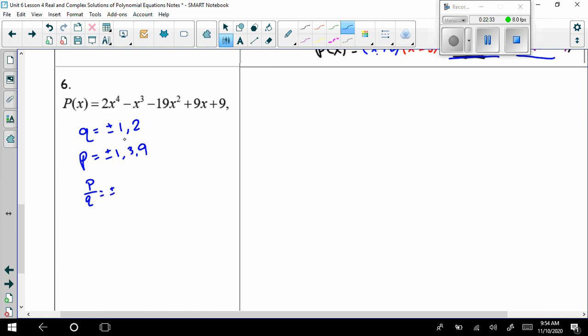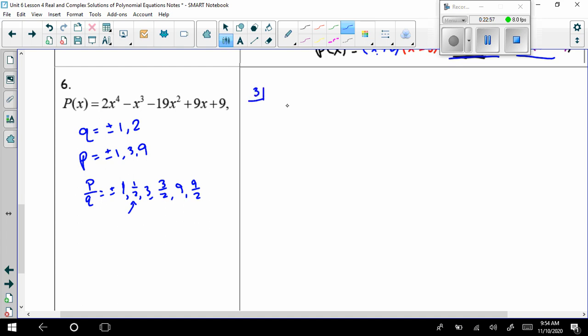All right, well, if we look at our possible rational zeros, our p's over q's, we have 1 and then 1/2, and then 3 and 3/2, and then 9 and 9/2. All right, so we do have values between 0 and 1 that we could possibly use.